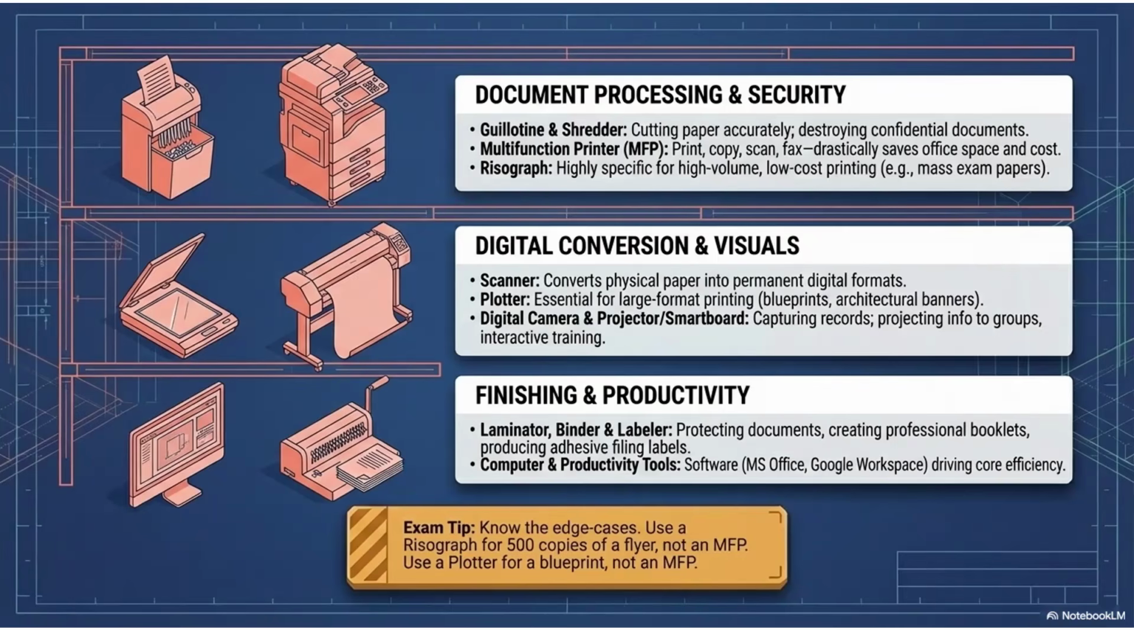Then you have laminators. You know what a laminator is? I believe you all have IDs. Any of you have IDs? Some of you might have IDs that are protected by a plastic over it. That means it was laminated. A binder is something that holds the pages together. Let's say you're trying to form a book. And a labeler puts labels on documents, right?